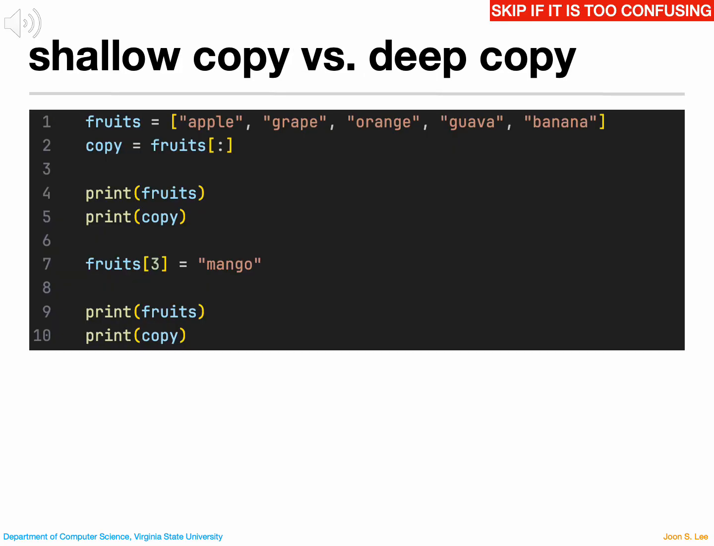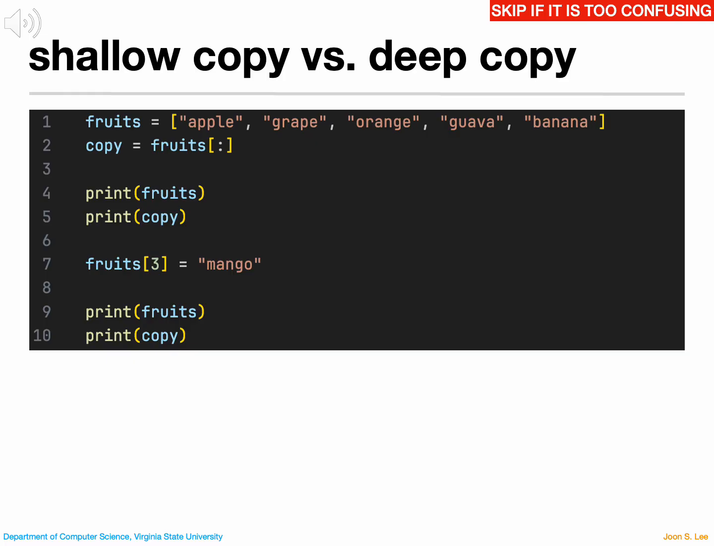Let's briefly talk about shallow copy versus deep copy. A shallow copy creates a new object, but it only copies references to the elements inside. A deep copy, on the other hand, creates a completely independent copy of both the object and all of its elements. In this example, we create a copy of the list using slicing with [:], which produces a shallow copy.